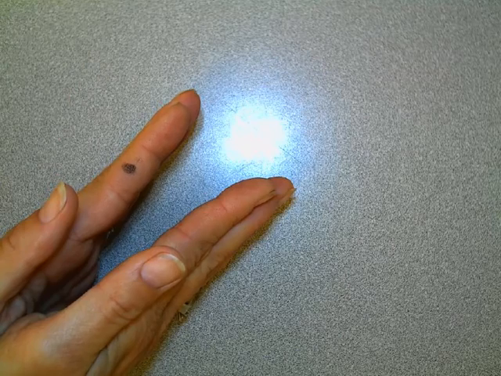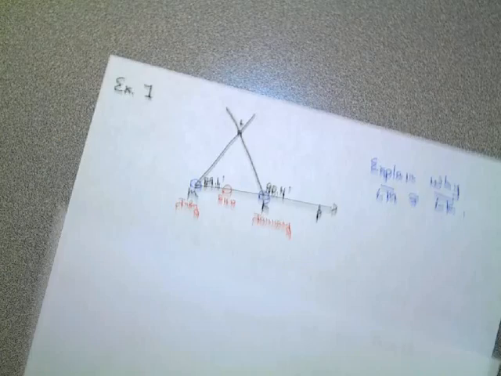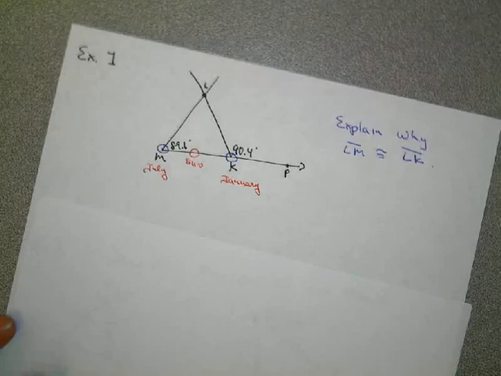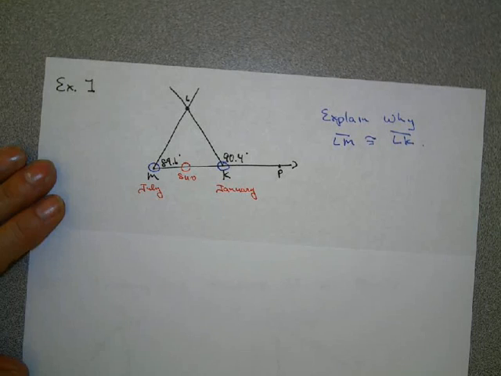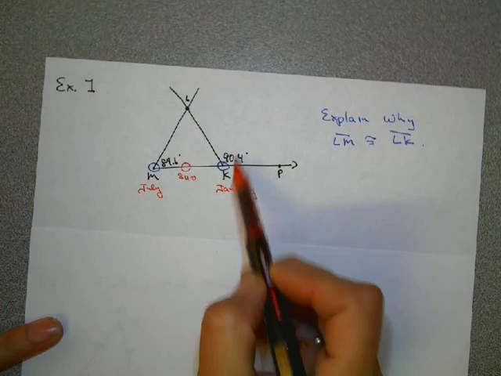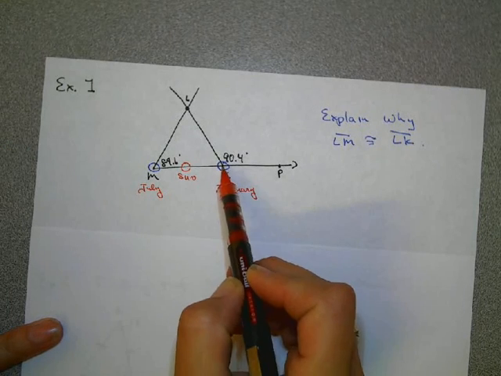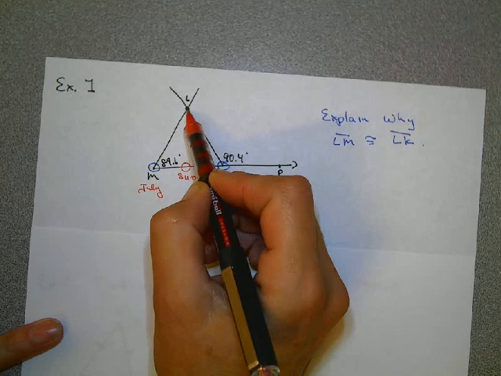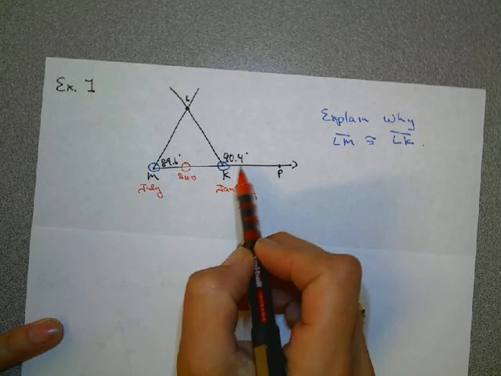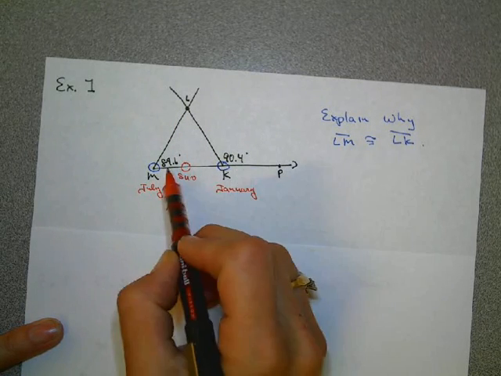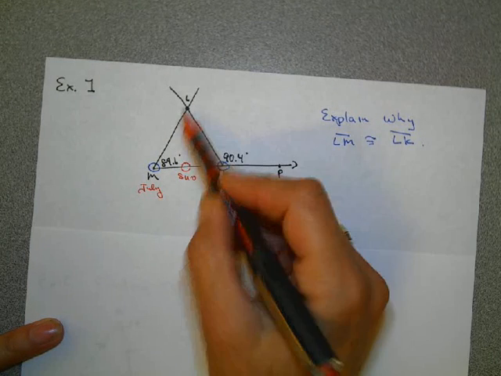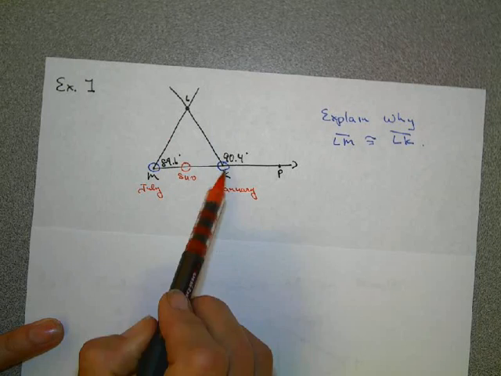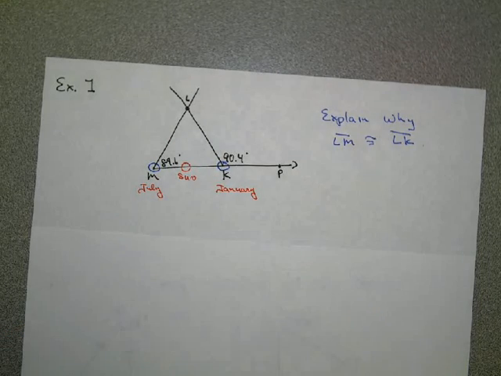You see an example in your book, example 1. It talks about a star rotating around the sun, and they measured from this satellite. They've got our sun here, and they measured that this measure was 90.4, this was 89.6. They said, explain why LM, this length here, is congruent to LK. Well, when you first look, it's absolutely not obvious, but then you look a little further and you think, what measures can I figure out?